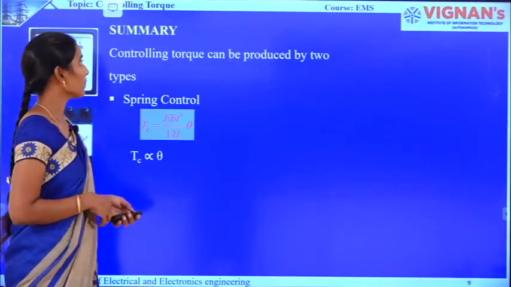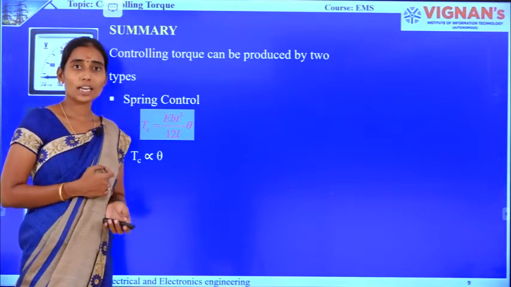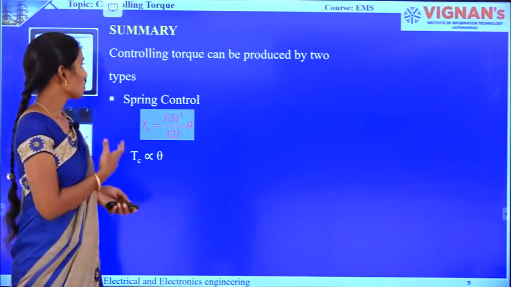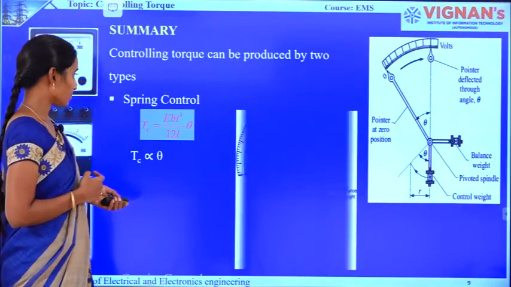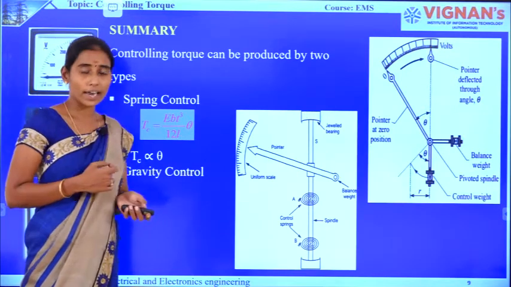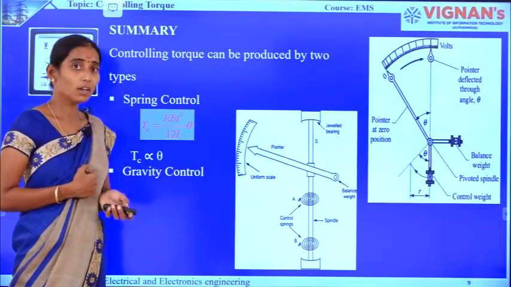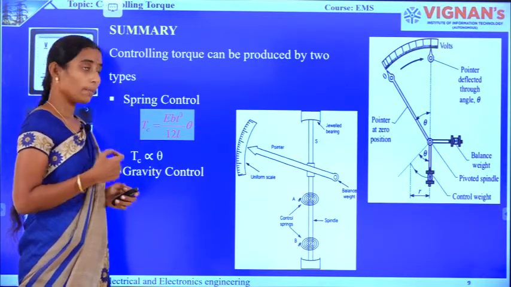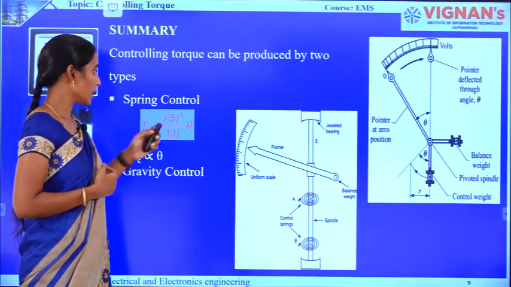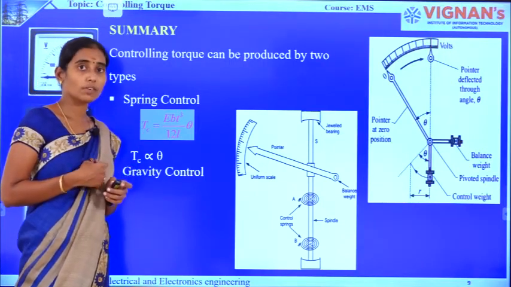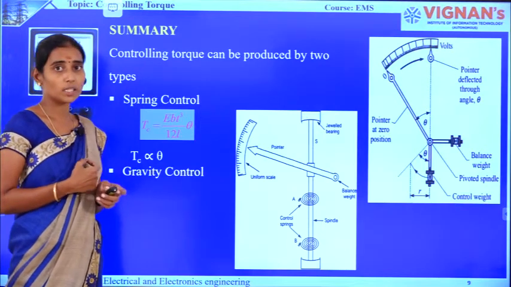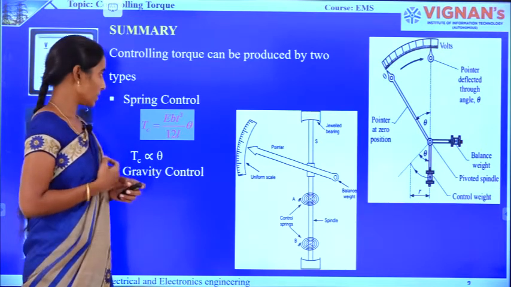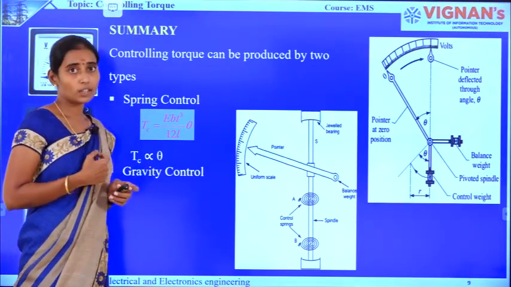And coming to the summary, in this lecture we have discussed the controlling torque and various methods of producing it. We discussed spring control, in which the controlling torque is directly proportional to the angle of deflection. When we remove the proportionality, we get a constant given as E B T cubed by 12 L, where E is the Young's modulus of the spring, which depends upon the material with which the spring is prepared, B is the width of the spring, T is the thickness of the spring, and L is the length of the spring.